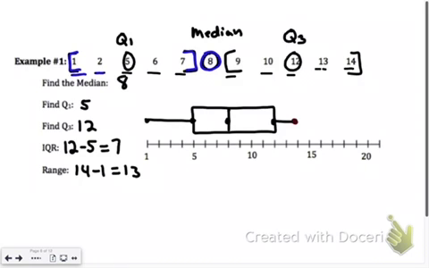So again, you can count in from each side. If I count in 2 from each side, that again will leave me with a single value for Q1, which is 5. I can do the same thing on the upper half of the data to find Q3 by finding the middle value there, which in this case is a single value as well, which is 12.